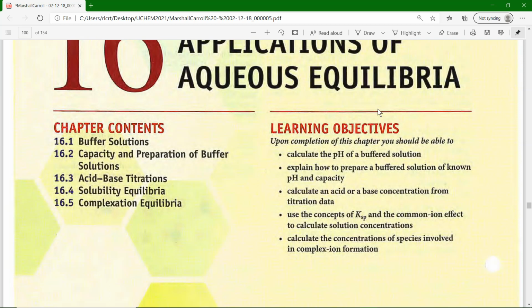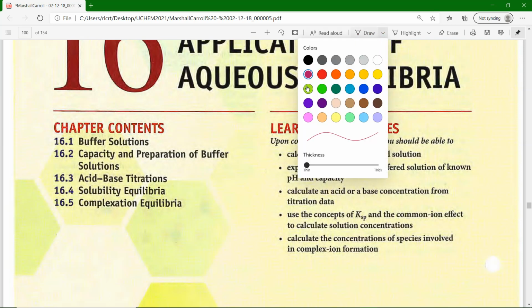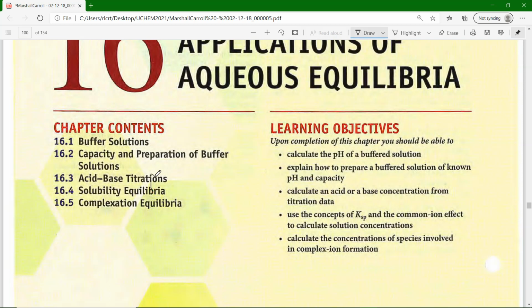Then in 16.3, we talk about acid-base titrations, and you may be happy or not happy, I don't know, but sections 16.4 and 16.5 are not talked about. So we omit 16.4, 16.5.